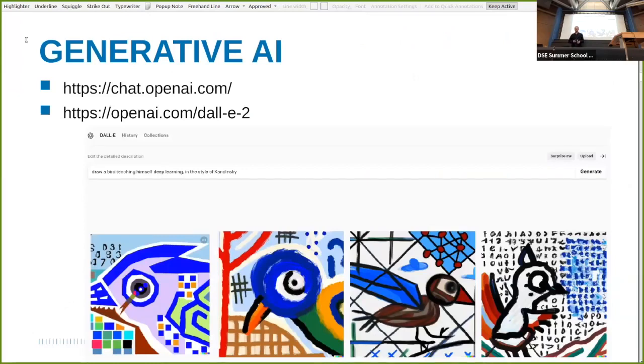For those of us who need to write a lot of papers and text, what is more interesting is of course ChatGPT. It's generative AI, they call it. You can ask questions and it responds to you. You can use diffusion models. Here I asked it: draw a bird teaching himself deep learning in the style of Kandinsky. And then you get such pictures. You can ask ChatGPT to help you with coding. So it has an enormous transformative character.